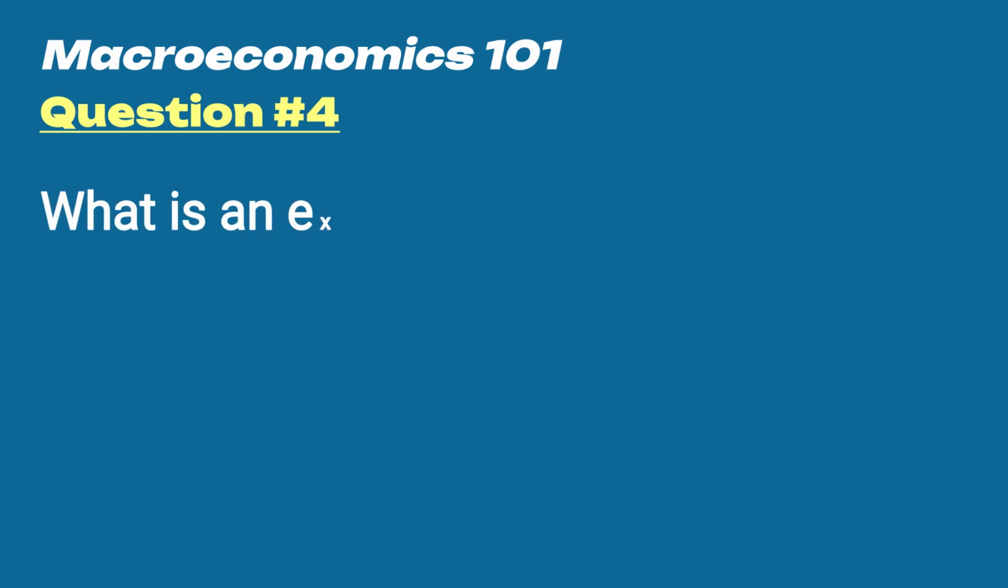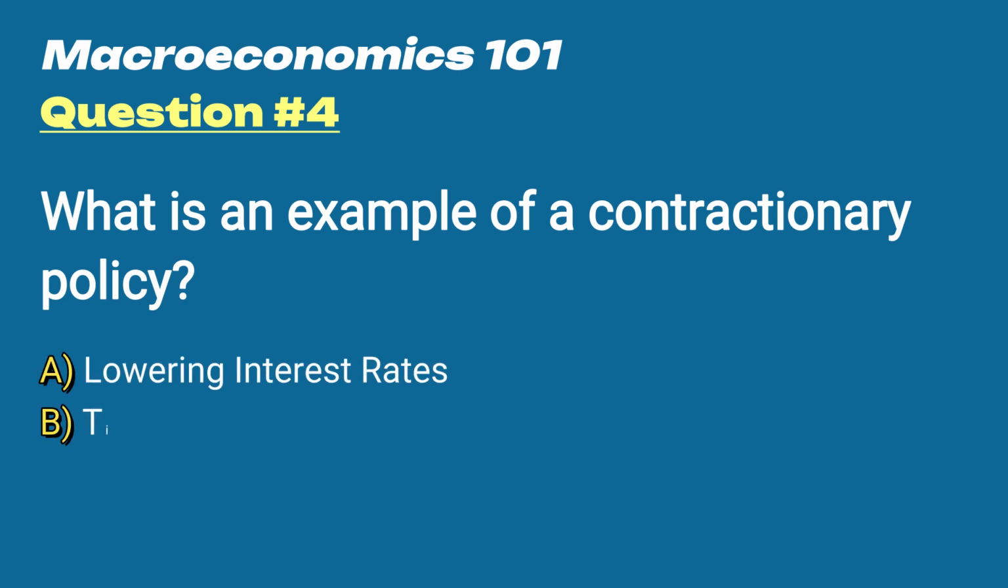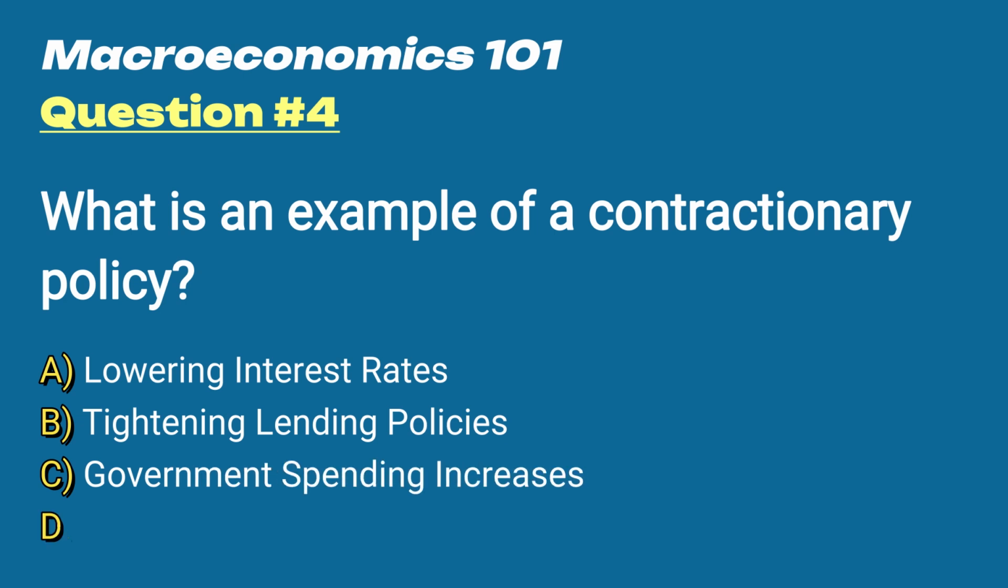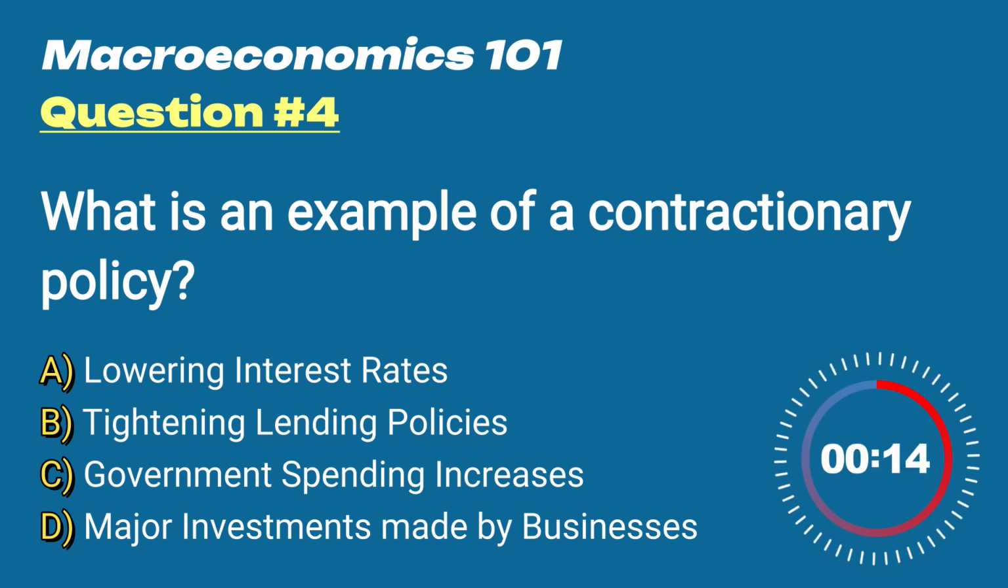Question number 4. What is an example of a contractionary policy? A, lowering interest rates. B, tightening lending policies. C, government spending increasing. D, major investments made by businesses.